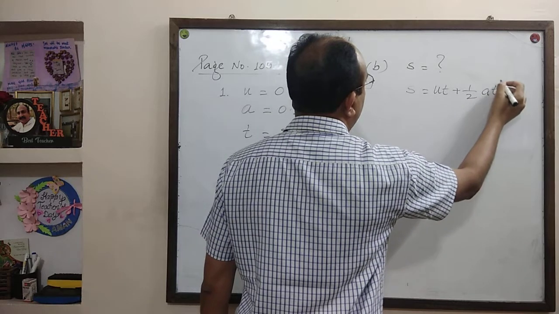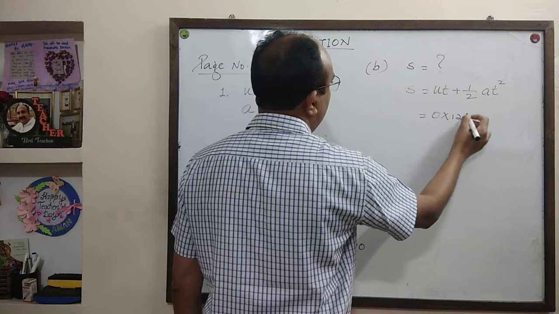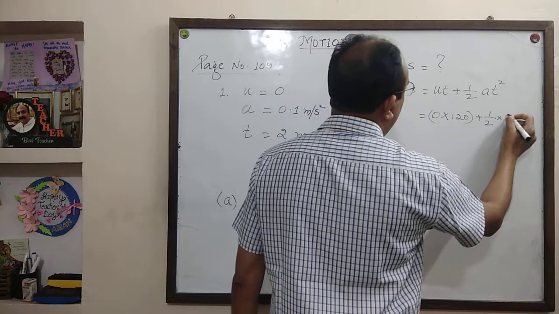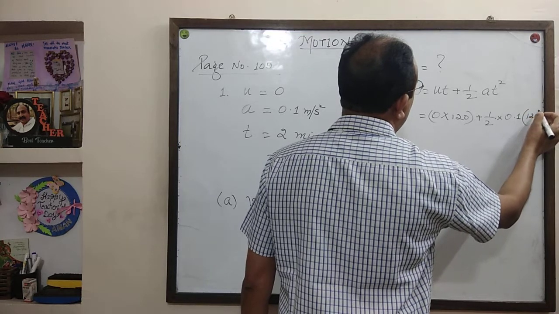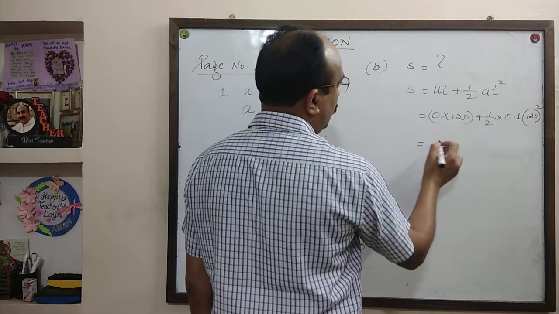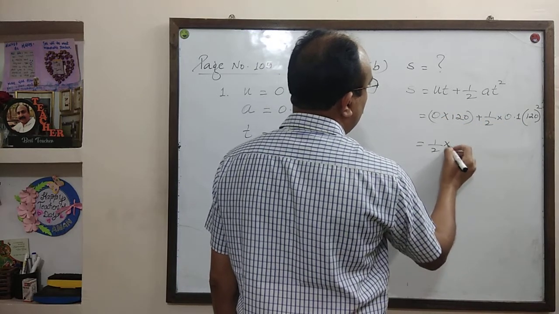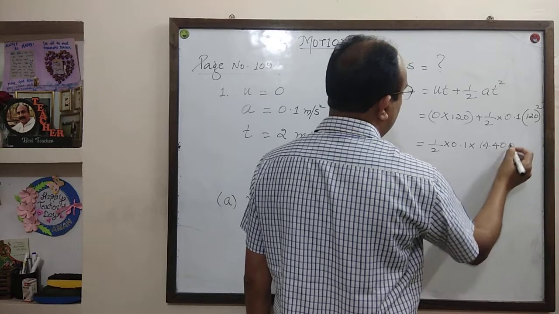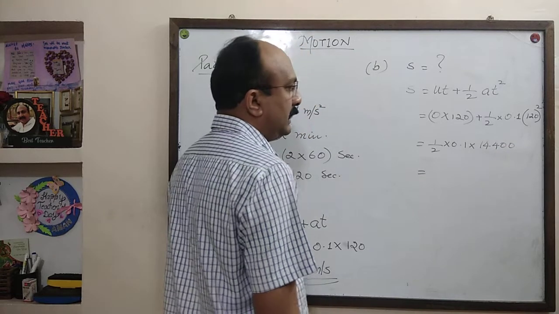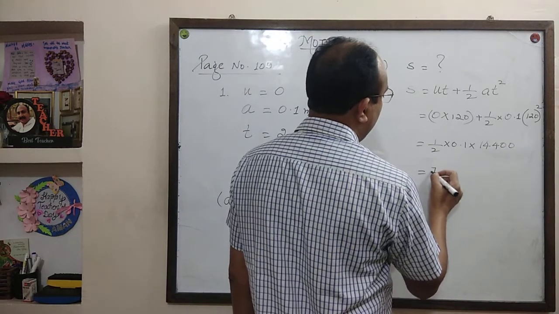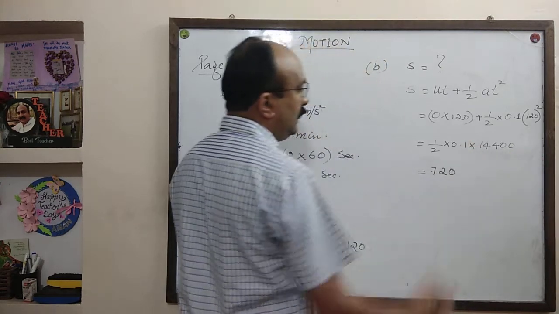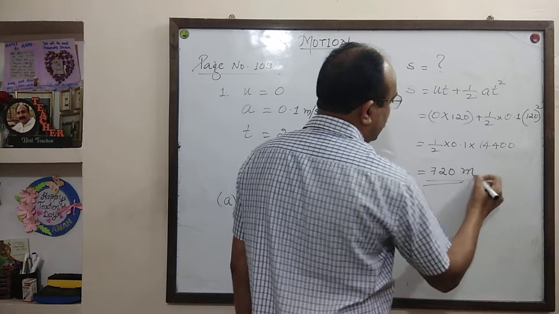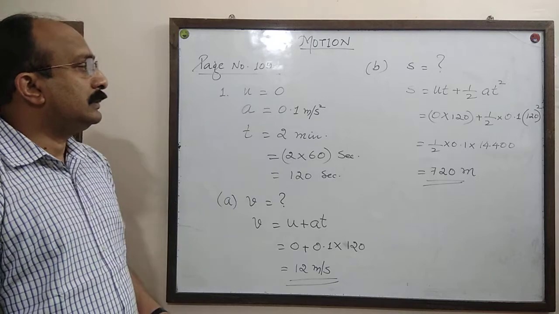half at square is equal to 0 into 120 plus half into a, 0.1 into t square. T is 120 square. 0 into 120 is 0. Half into 0.1 into 120 square, 12 square, 144, 0, 0. 144 and 2 can be cancelled. It is 7, 2, 0, 0 into 0.1. So 7200 into 0.1, 10 is gone. Answer is 720 meters. So S is equal to 720 meter.